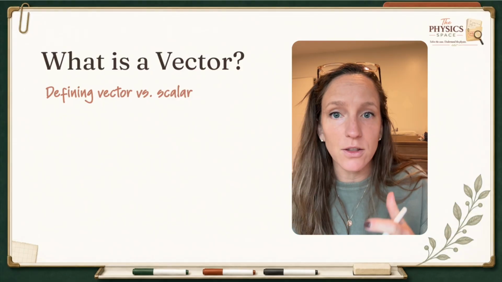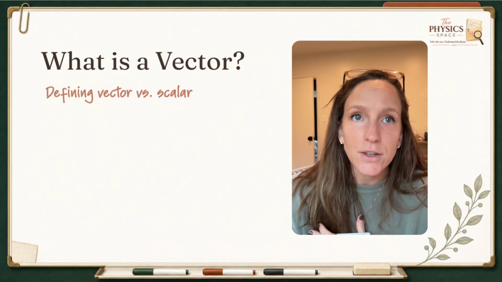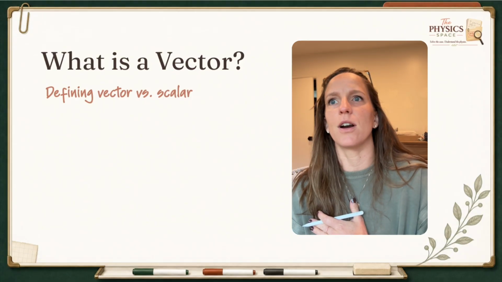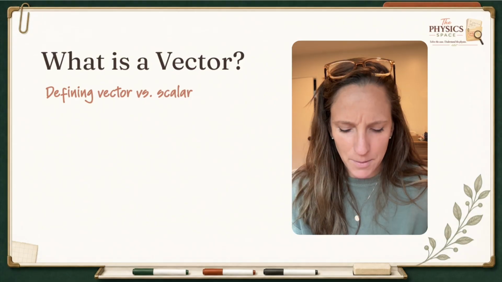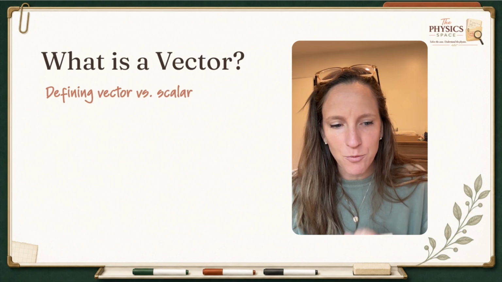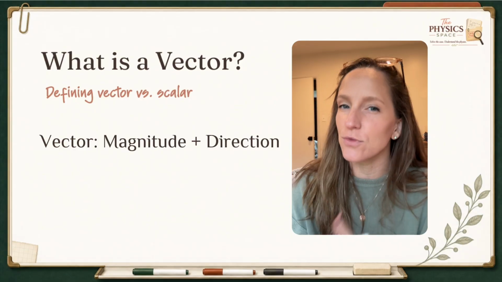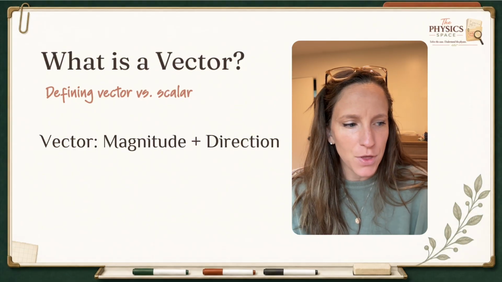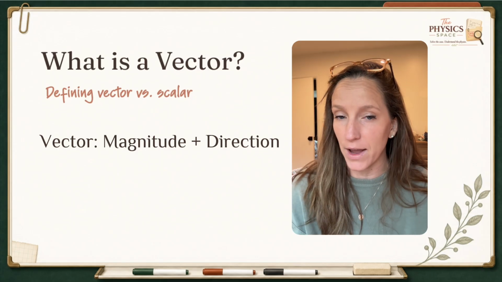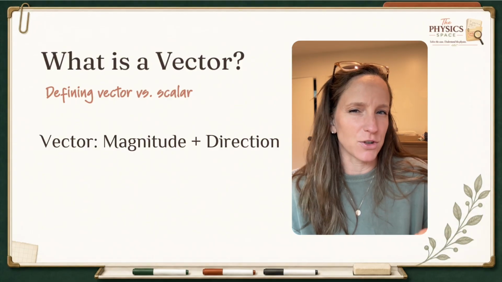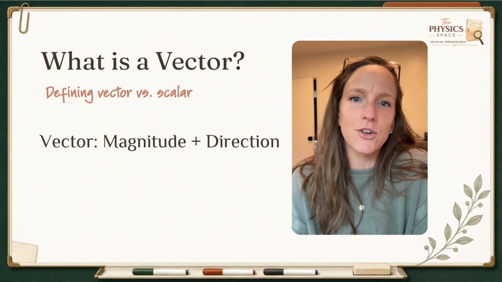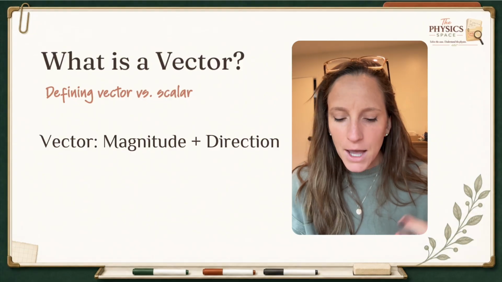So vectors versus scalars in physics, here's the deal. Vector quantities, so a quantity would just be something like mass or time or force. That's all a quantity is, it's the amount of something. Vectors have both magnitude and direction to them. There are certain things where it doesn't make sense for the quantity to have a direction, right? Like mass would not be a vector quantity. You can't have a direction to mass. We wouldn't say 10 kilograms north.